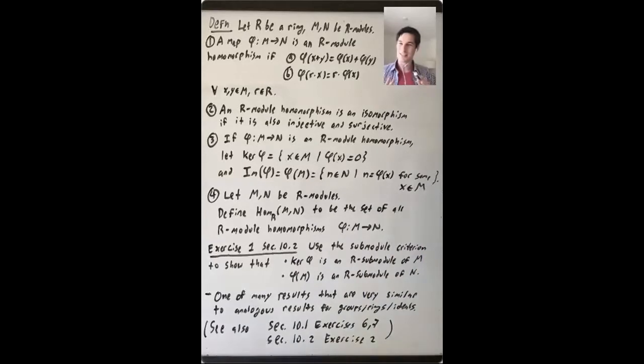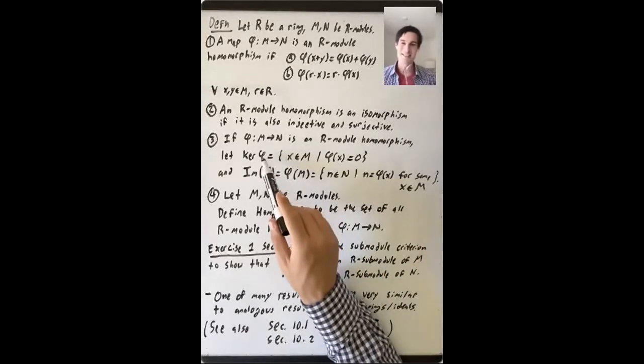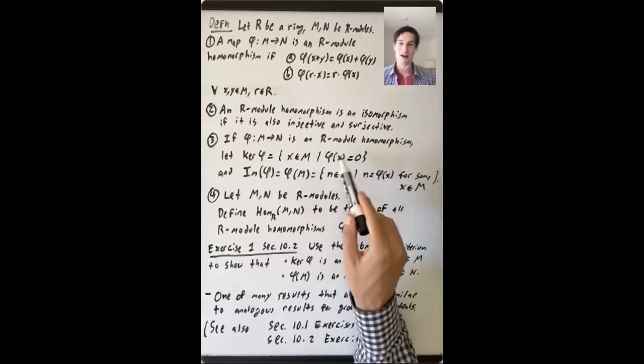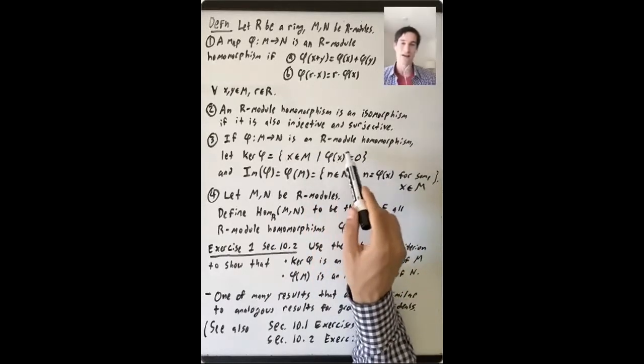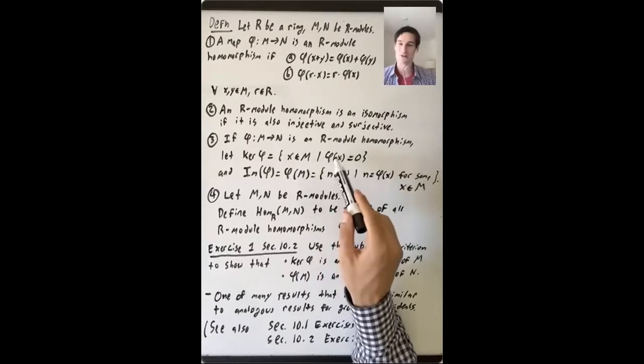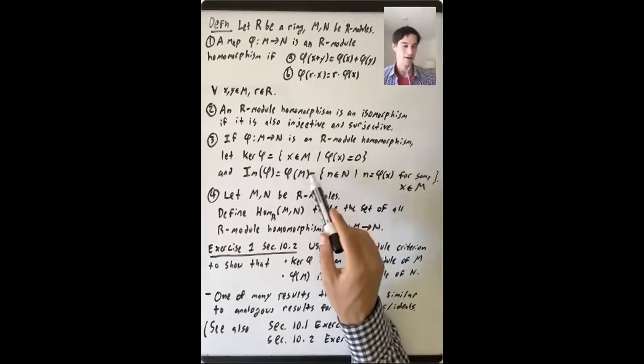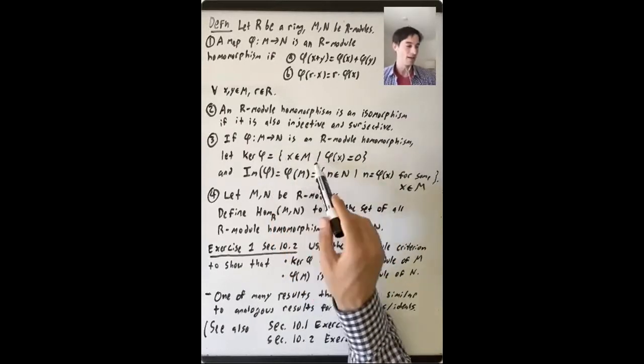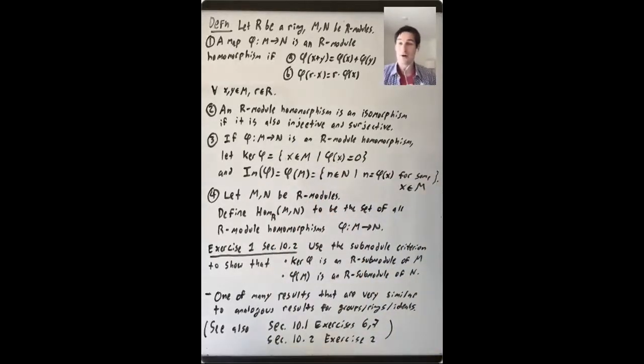So just take a second and see that this is the kernel of phi as a group homomorphism. It's the same set of elements, right? There's no action of R showing up anywhere here. So the kernel and the image are defined just as they are for a group homomorphism.